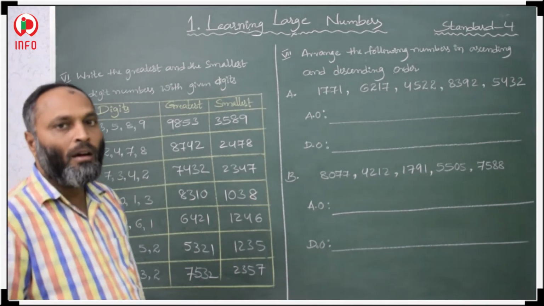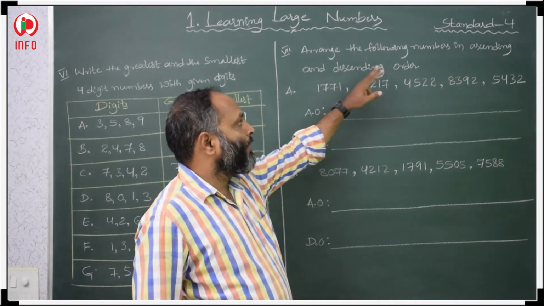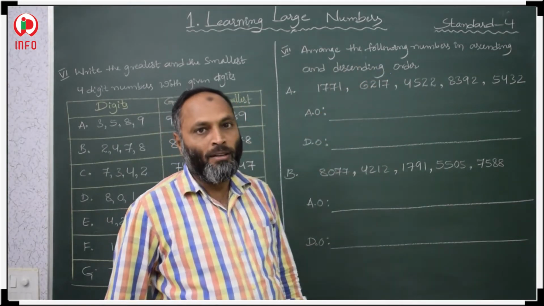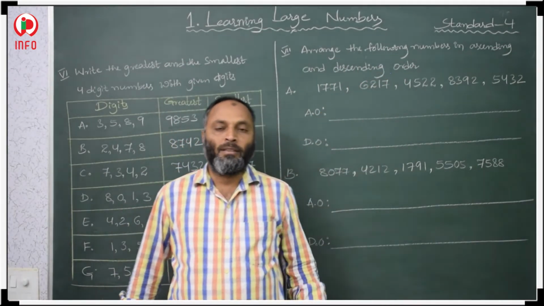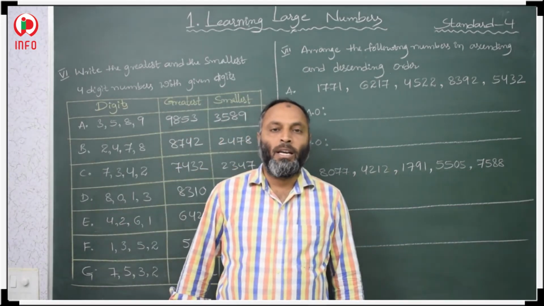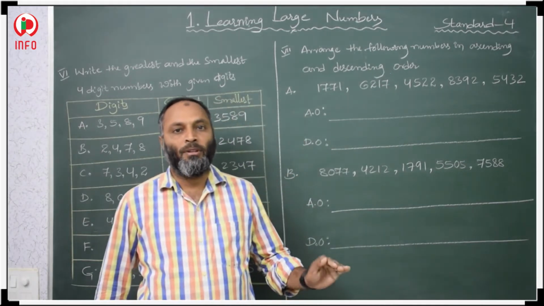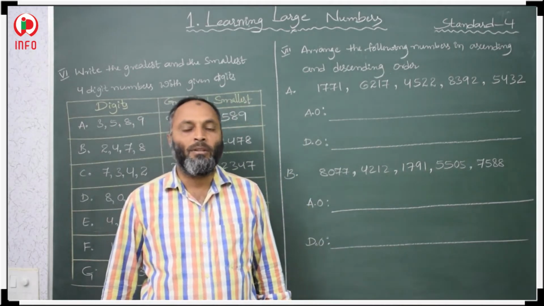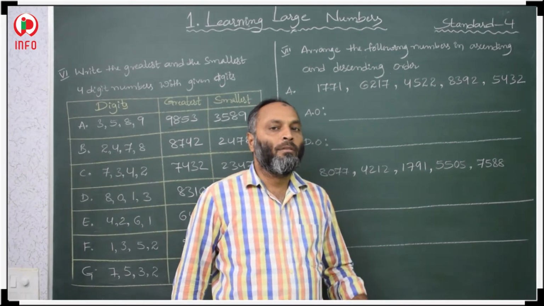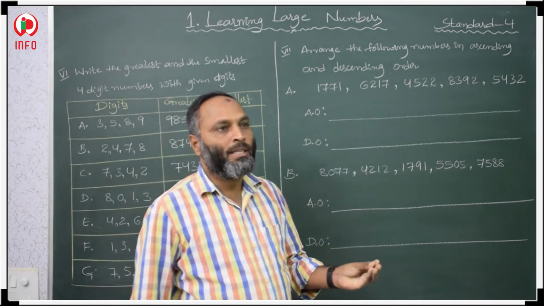And after that, now students, arrange the following numbers in ascending order and descending order. Ascending order, we already discussed in our previous classes. Ascending order means increasing order, descending order means decreasing order. Increasing order means from smaller to bigger. Descending order means from bigger to smaller. This is the difference between ascending order and descending order.